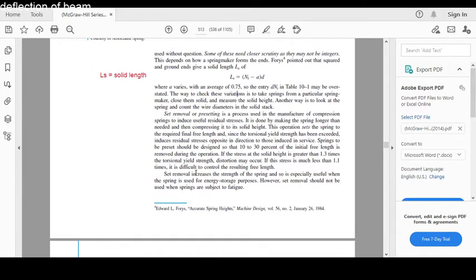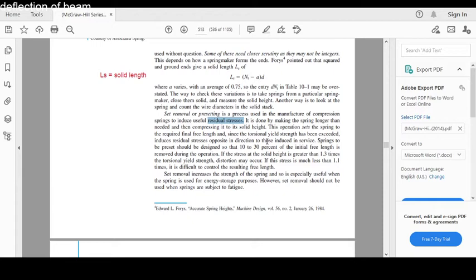Set removal, or presetting, is a process used in the manufacture of compression springs to induce useful residual stress. What is residual stress? It is the stress that you are leaving behind. Imagine when you are stepping on mud or on the sand at the beach, your footprint is left there. That is residual stress.